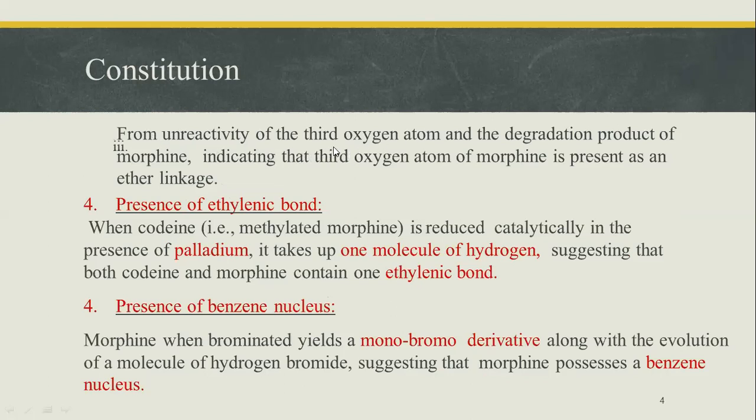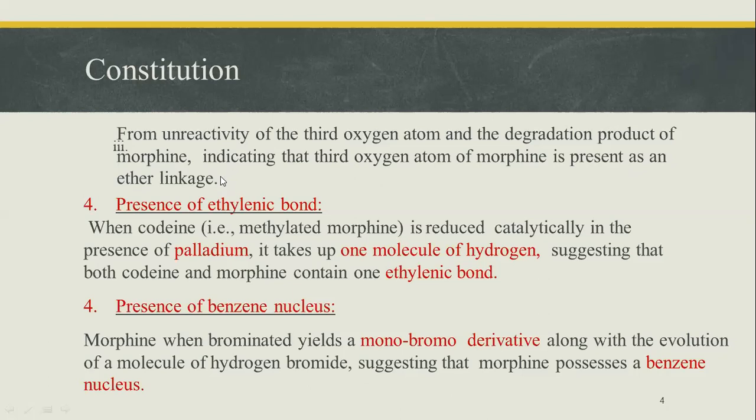So in order to know the nature of the third oxygen, it is allowed to undergo degradations, as we have seen in the general methods. In degradation also, there is no degradation that is taking place, which indicates that the oxygen is inert. The oxygen is not taking part in any of the reactions, which indicates that it is not free. It is in the ether linkage. That means the oxygen is clamped by two adjacent carbon atoms. So it might be in the ether linkage.